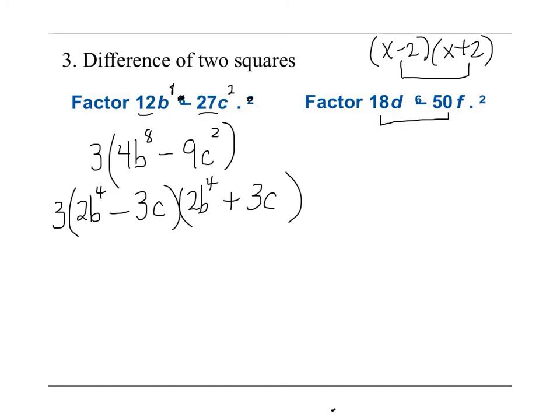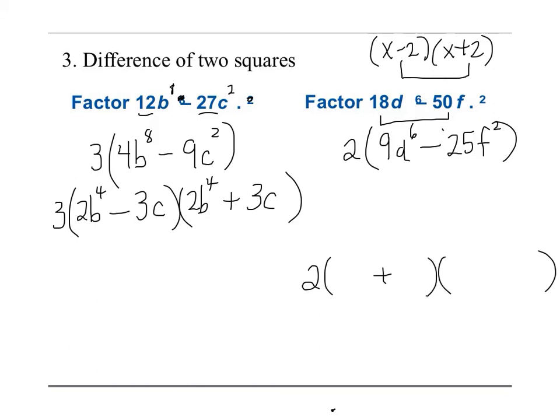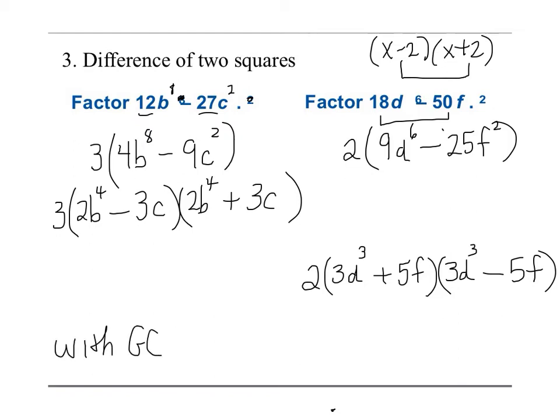You'll notice that these are not perfect squares, but if I factor out a 2 from both of those, I factor out a 2, and that's going to be 9d to the 6th minus 25f squared, right? So then I'm going to write it down here, plus and minus, difference of squares. So I've got 3d to the 3rd, 3d to the 3rd, and then 5f, and then 5f. So these are the difference of two squares with factoring out a GCF first.